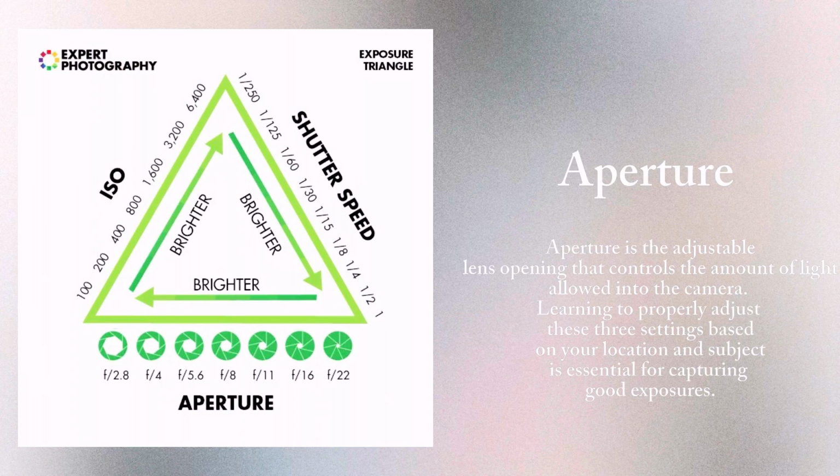So the third one is aperture. Aperture is the adjustable lens opening that controls the amount of light allowed into the camera. Learning to properly adjust these three settings based on your location and subject is essential for capturing good exposures.